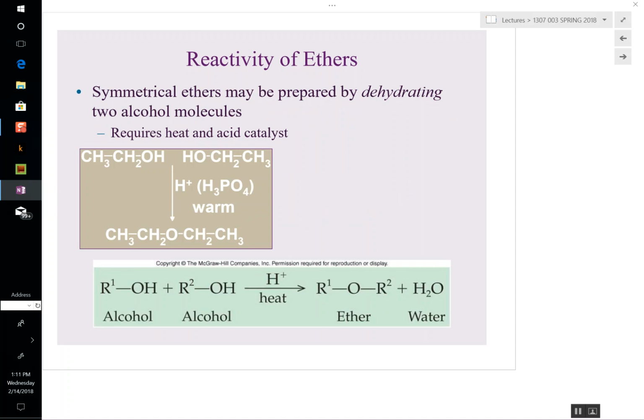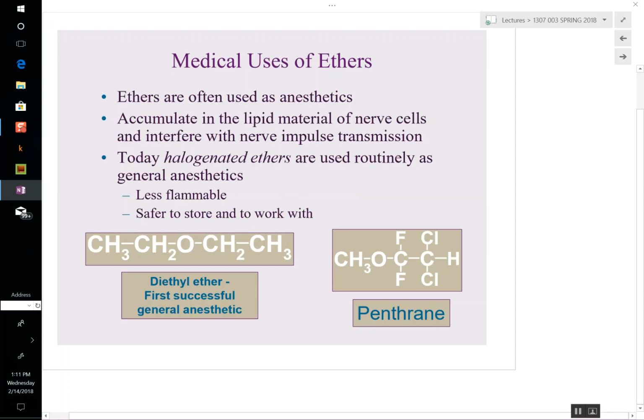Here is what we've already gone over, dehydrating 2 alcohol molecules. So this is the dehydration. I probably should move these slides around a little bit. Get this in a little better order. We already covered that.